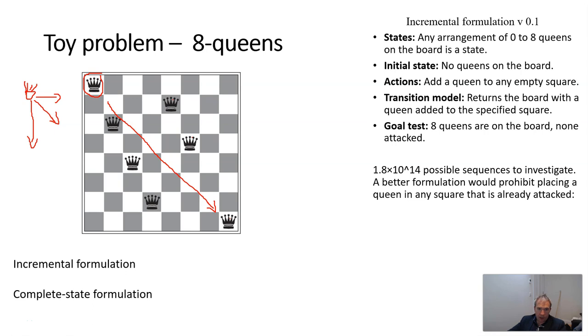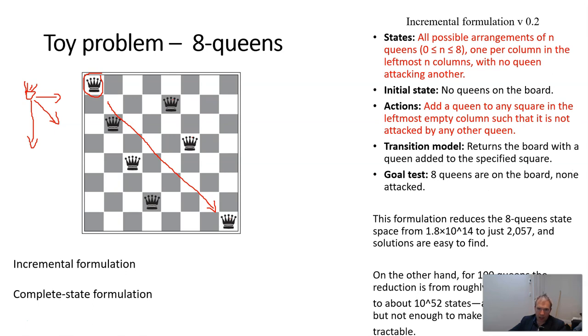The number of states in this formulation is 1.8 times 10 to the 14, the possible sequences we can investigate. So a better formulation will prohibit placing a queen in any square that is already attacked. And there are two common ways of solving this problem: you have incremental formulation and you have complete state formulation.